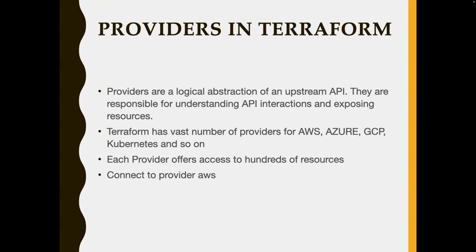Like this provides an abstraction of an upstream API. They are responsible for understanding API interactions and exposing the resources. Terraform has a vast number of providers: AWS, Azure, GCP, Kubernetes, and so on. Each provider offers access to hundreds of resources. So that's what providers do.